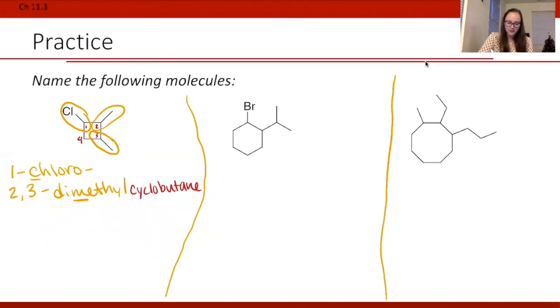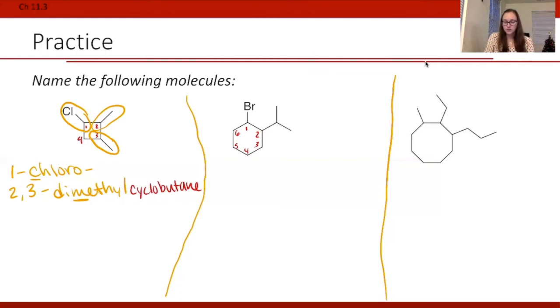Okay, so let's number our carbons. I'm going to start my numbering up top. 1, 2, 3, 4, 5, 6. And then let's check. So we're going around the ring. We have substituents at 1 and 2, so that makes the lowest number. And then let's see if number 1 is in the correct spot.